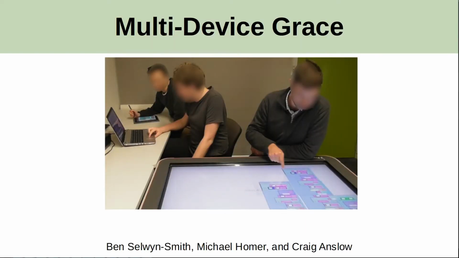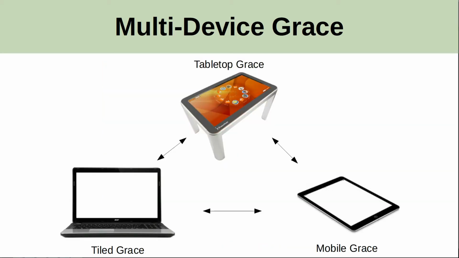This is a supplementary video for our research software, Multi-Device Grace. Our goal was to determine the effectiveness of co-located collaborative block-based programming using different devices and cross-device communication. We focus on three main device types: digital tabletops, mobile tablets, and mouse and keyboard computers.